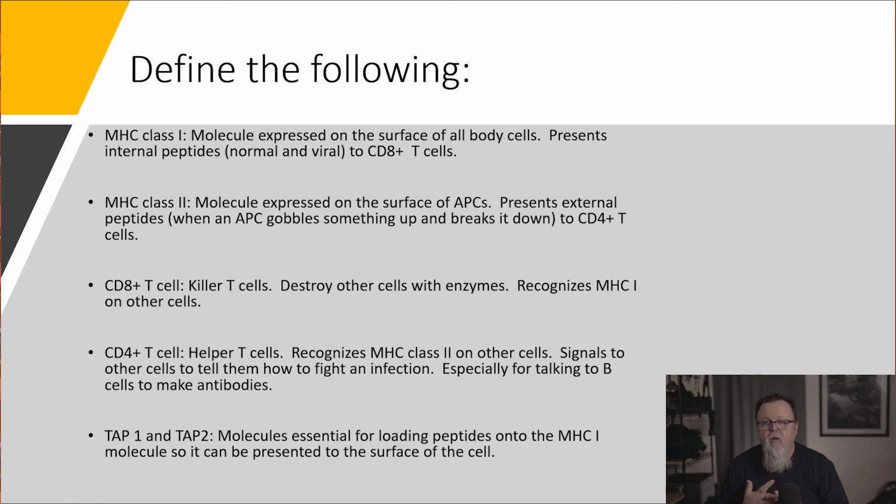And then TAP1 and TAP2, so these are genes that are talked about in this case study. So the molecules that the gene codes for, they are transporters of peptides that are going to be loaded on MHC class 1 type molecules. And in order for an MHC class 1 molecule to be expressed on the outside of a cell, it has to first be loaded with a peptide.